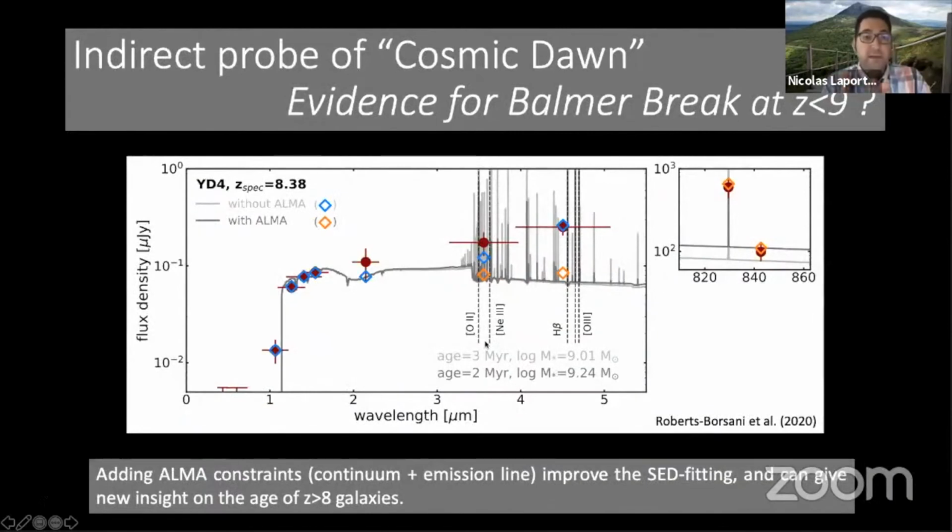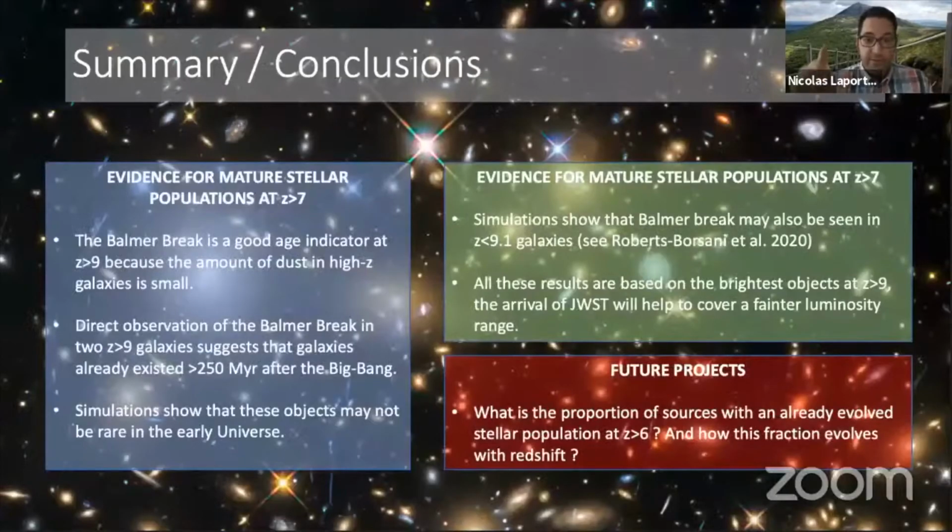I think I have no time to discuss this, but if we have evidence for a Balmer break in galaxies at redshift above 9, then it means we should have a Balmer break or old stellar populations in galaxies at redshift below 9. This is work done by Guido Roberts-Borsani. I encourage you to read the paper, where we show that if we combine HST, Spitzer, and ALMA data, we are able to identify this Balmer break in galaxies at redshift below 9. And I think I'm running out of time, so I leave you with my conclusion and I'm taking questions.